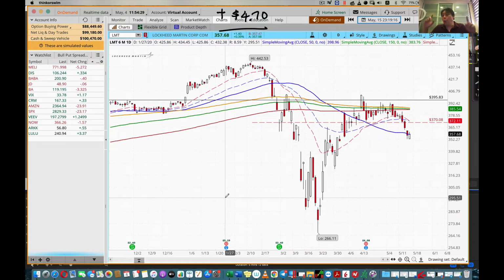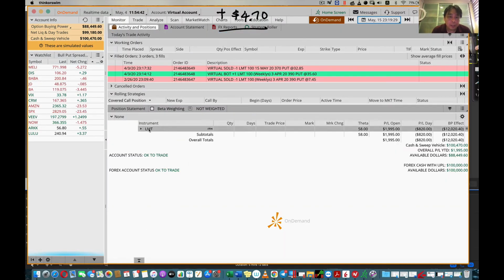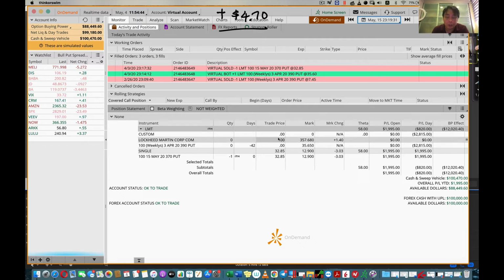But again, if I don't want to own the shares for whatever reason, I want to roll the put again. I'm going to roll it a third time, okay? So now, if I want to roll the put again, I have to buy this second put back. So this second put I sold, remember I sold at 32.85, right? And now, if I want to buy it back, I've got to buy it back at 12.75.